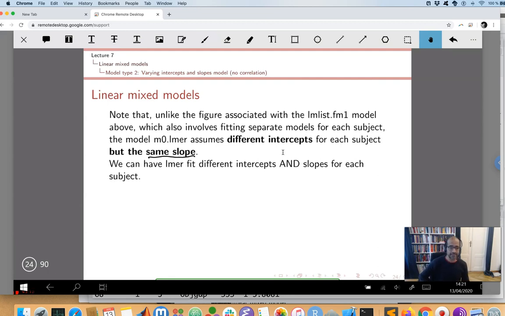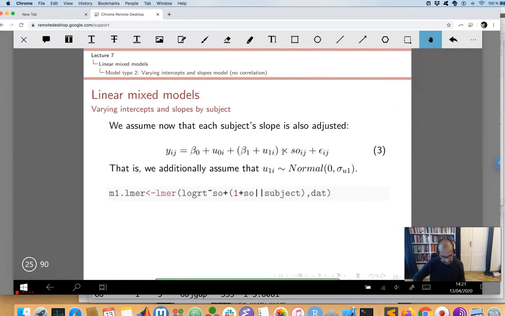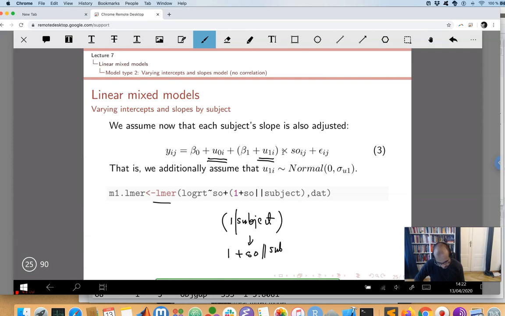So how can you represent that in the linear mixed model? We are going to have an adjustment to the slope as well by subject, okay? That's all there is. It's nothing very dramatic. This was what we had earlier, the intercept adjustment, and now I've added a slope adjustment as well by subject. In lme4 syntax, instead of writing 1 vertical bar subject, I'm going to change this to 1 plus SO double vertical bar subject, okay?